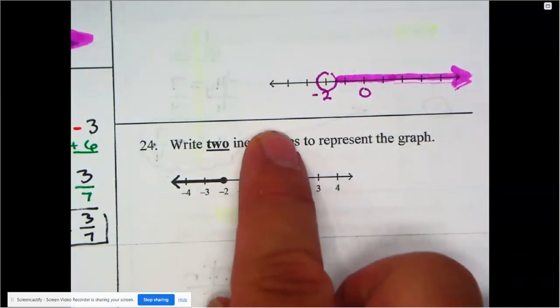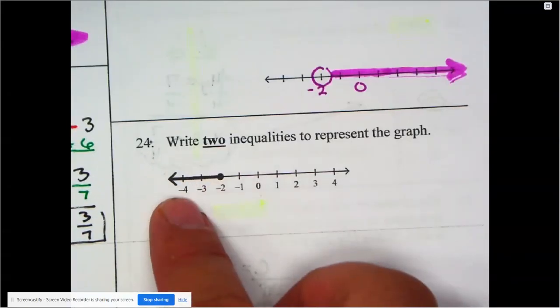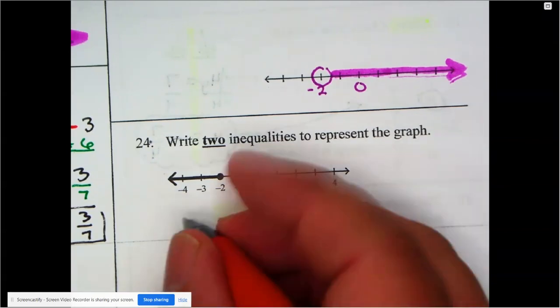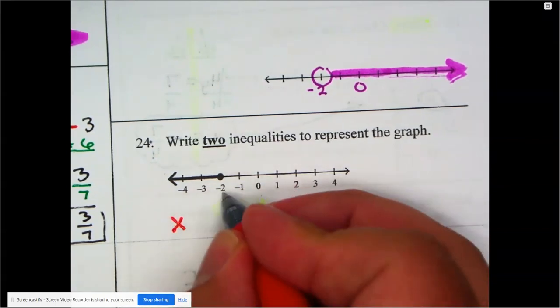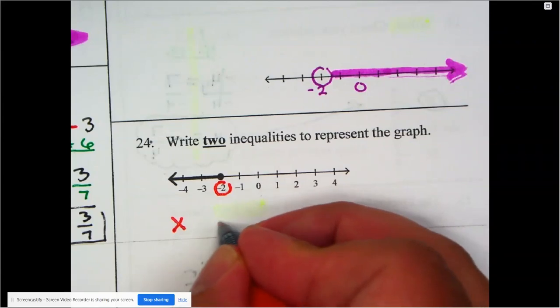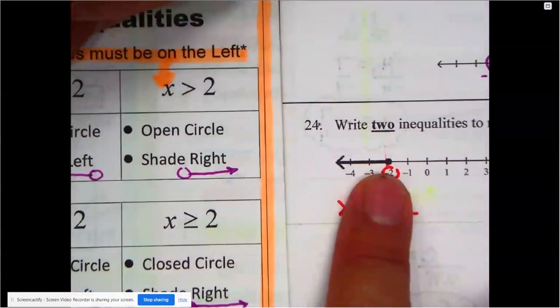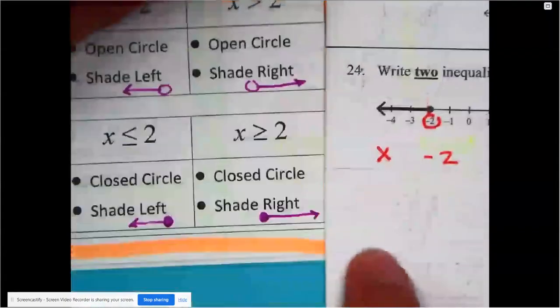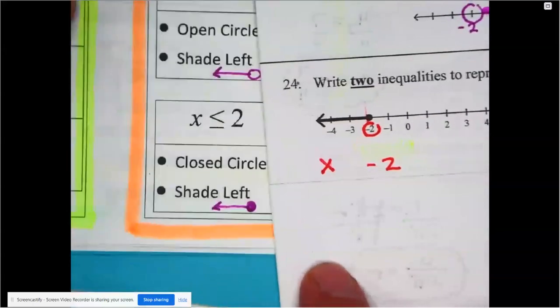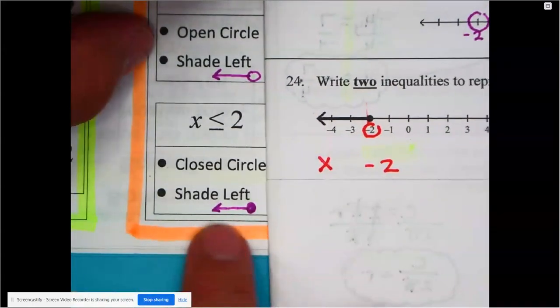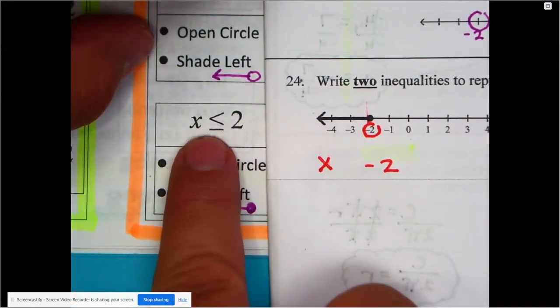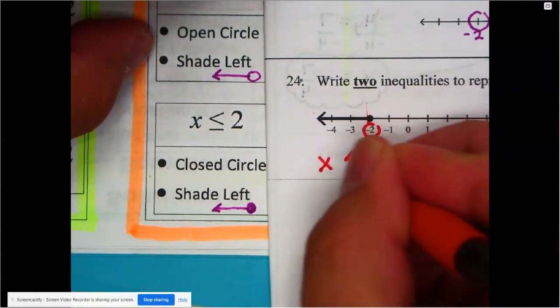Write 2 inequalities to represent this graph. All right, so first of all, I'm going to put an X. And then obviously I need to talk about the number -2. Now look at that symbol. And again, I've told you before, I want to show you with the word wall how you can do this and it can guide you. We have a picture with a closed circle going this way. So you see, there it is. Closed circle going that way. Then that's the symbol I need. Less than or equal to.